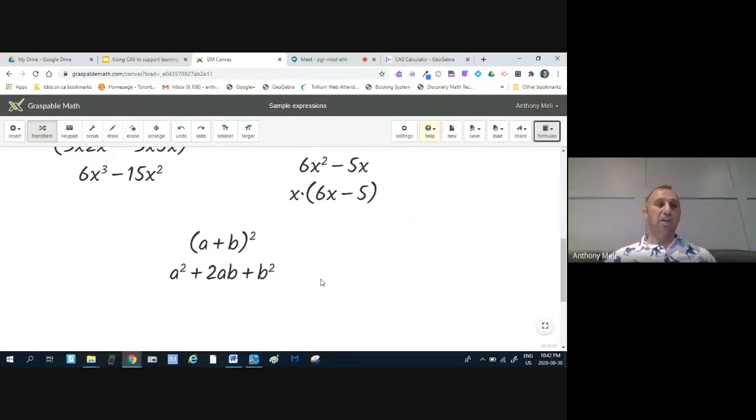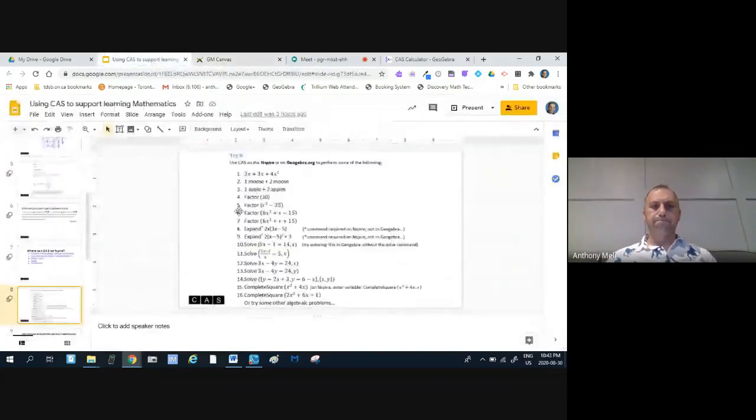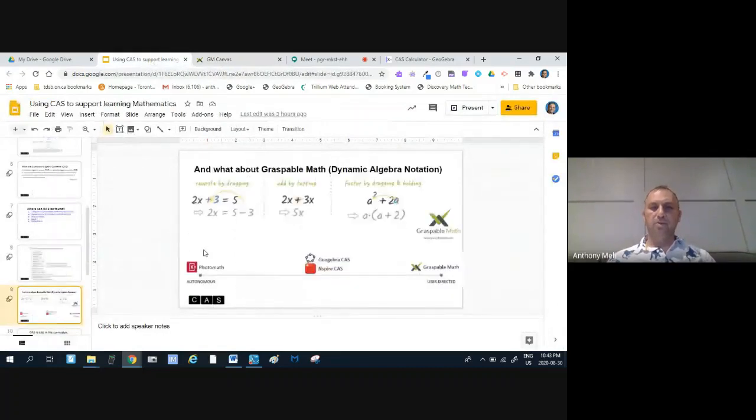So I really like Graspable Math. It really puts the user in the driver's seat. You get to select what you want to do as opposed to it being completely autonomous. Certainly encourage you to try some of these things out.